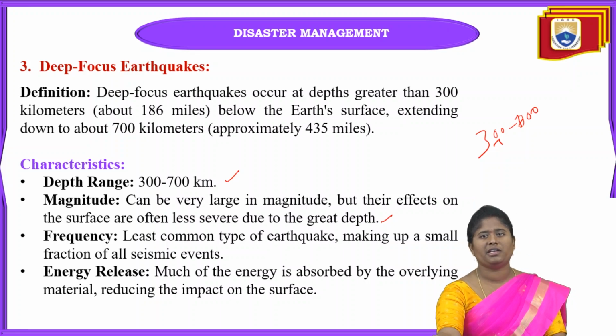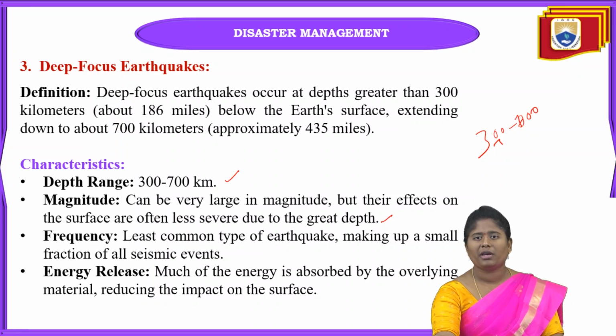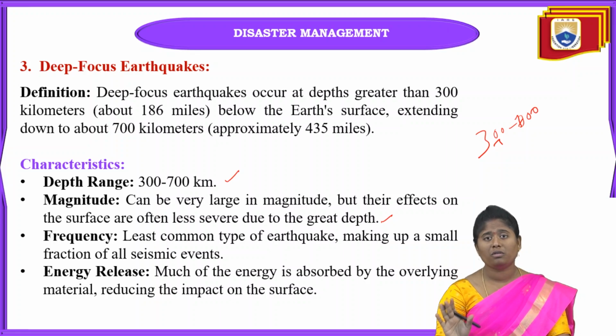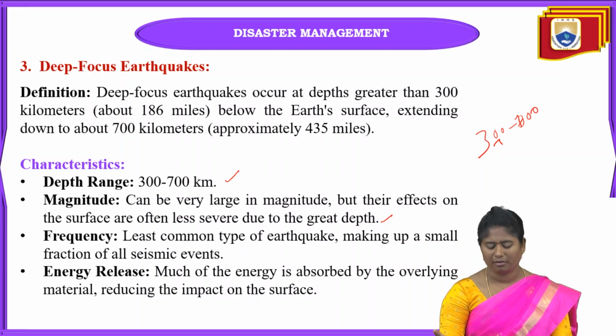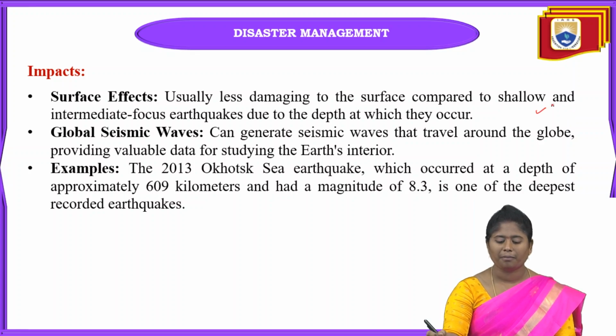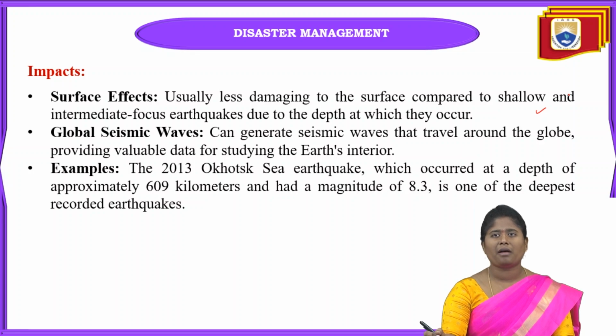Next one is energy release. When this earthquake occurs, the seismic energy is absorbed by the overlying material, which reduces the impact on the earth surface here. And what are the impacts when this earthquake occurs? The main impact is surface effects. There will be less damage to the surface when compared with shallow and also intermediate focus earthquakes.